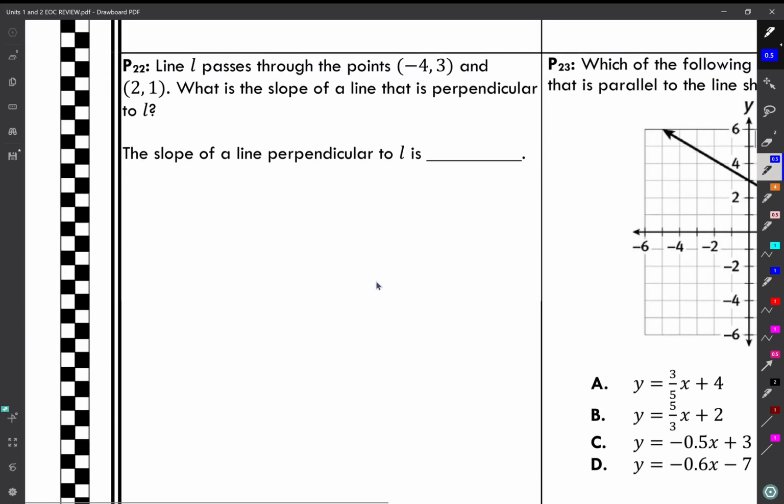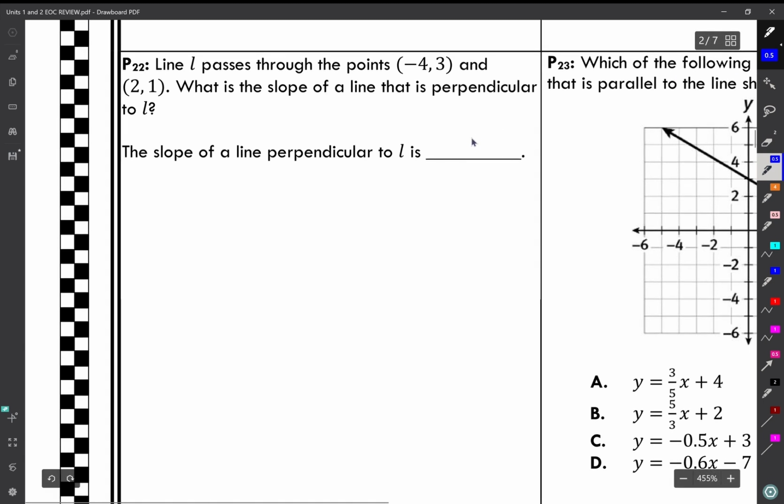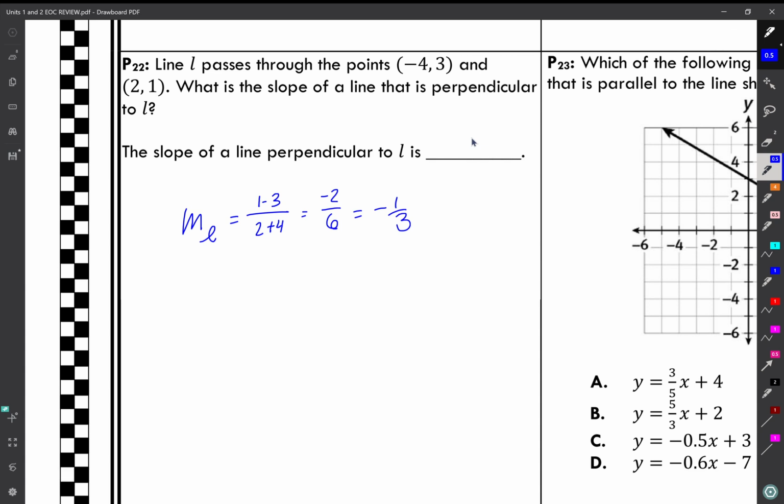Number 22. Line L passes through the points negative 4, 3, and 2, 1. What is the slope of a line that's perpendicular to L? So first let's find the slope of L. So we'll do the slope formula, y2 minus y1 over x2 minus x1. That gives me negative 2 over 6, which simplifies to negative 1 over 3. Remember the y's have to go on the top, people. So the perpendicular slope would be the opposite reciprocal of negative 1/3, which would be 3.